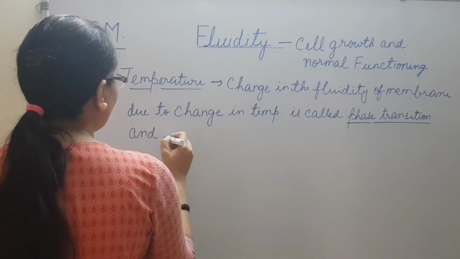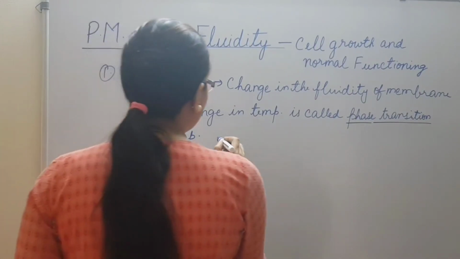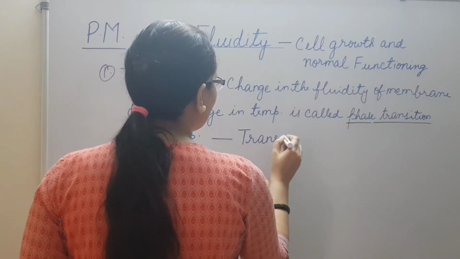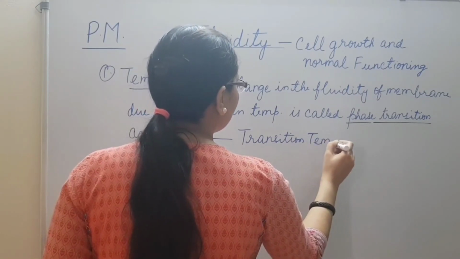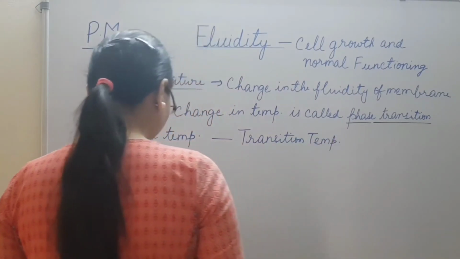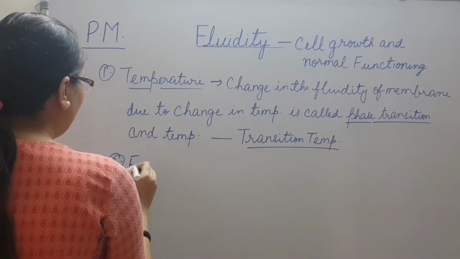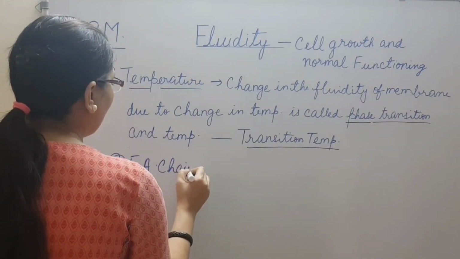And the temperature at which this transition takes place is known as the transition temperature. Second is fatty acid chain length.